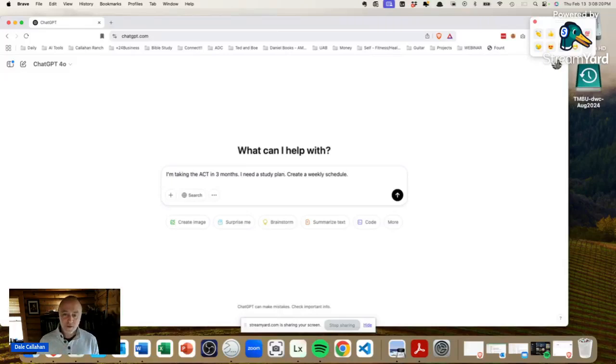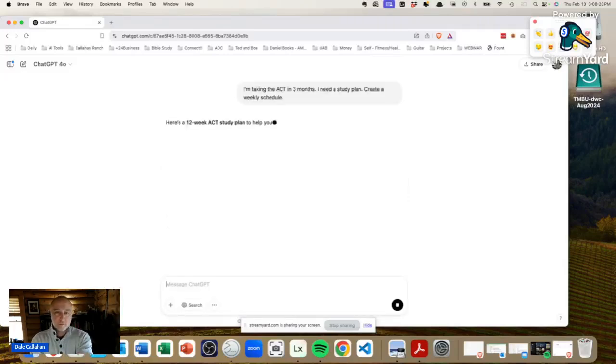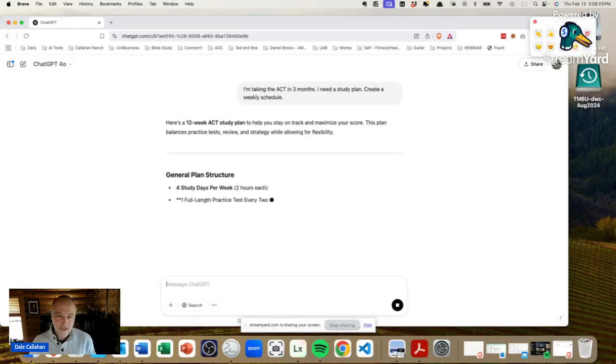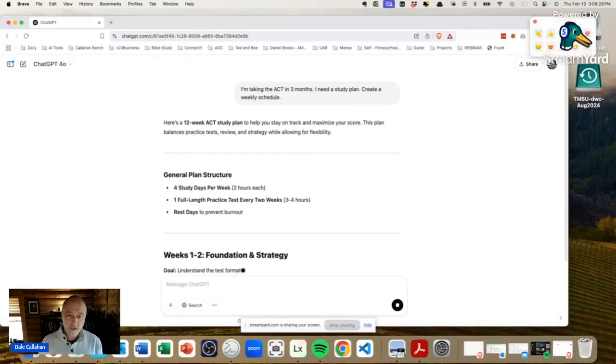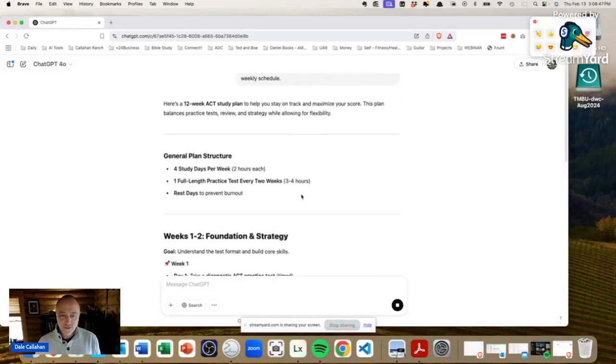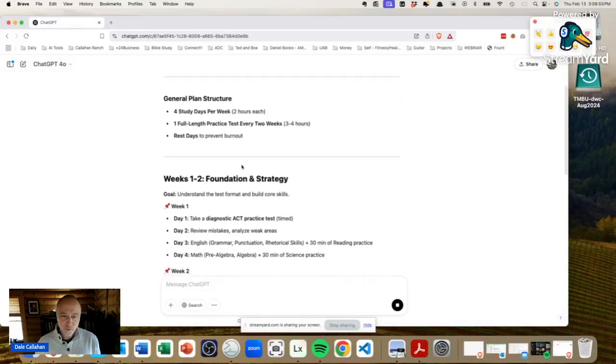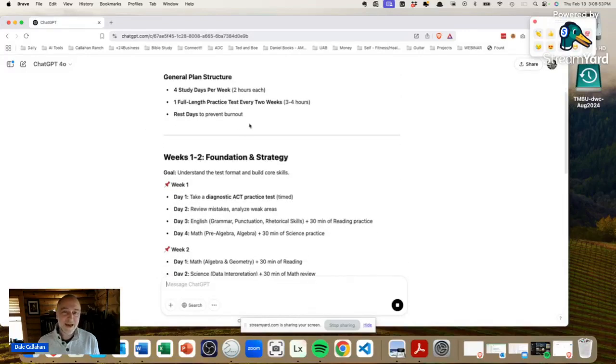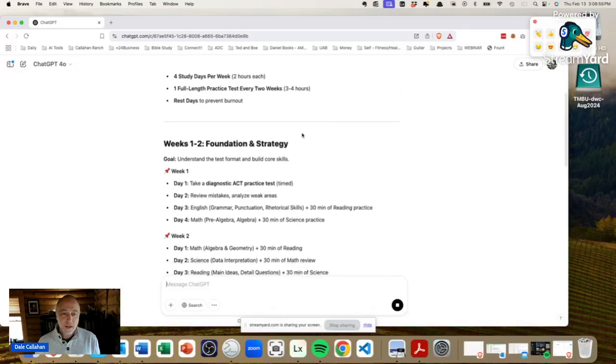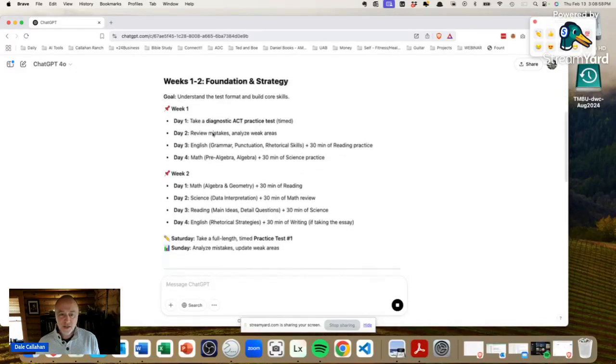So I'm going to go over here and just hit enter. There's nothing magical about this. I said 3 months. It's coming back here with a 12-week ACT study plan. And it gives me some general information. And this is common of ChatGPT and the other AI tools. You give it some things, it will give you some common information. So it's saying, hey, generally, we would suggest 4 days a week, some rest days. AI knows about the Sabbath. It's built in. So we have weeks 1 and 2, foundation and strategy.